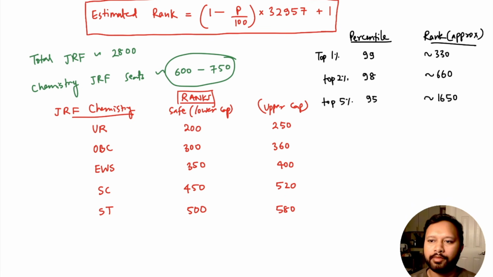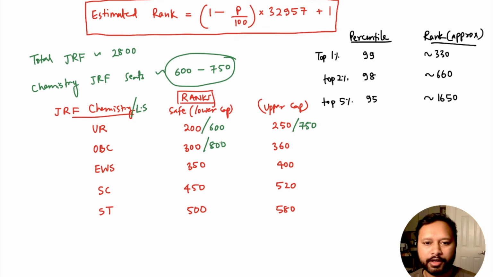So if I talk about LS, for the unreserved category, because in LS we have more number of seats, the lower cap is 600. The green color is for LS. If your rank is better than 600, there are high chances that you will be LS qualified, and the upper cap is 750. For OBC, it's 800 to 950.